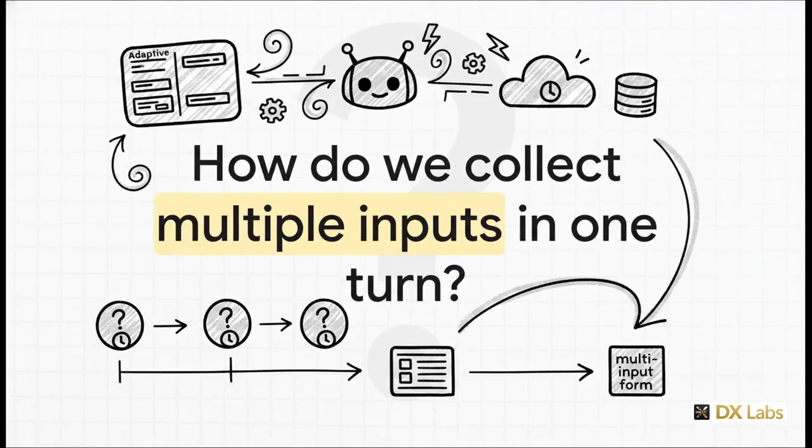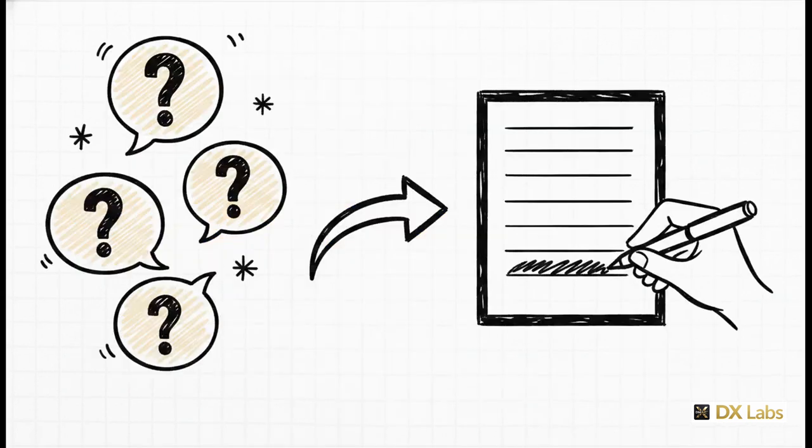Now, presenting dynamic data is incredibly powerful. But how do we actually collect multiple pieces of information without forcing the poor user through 4 separate, tedious question turns? Imagine handing a customer a single, simple form to fill out, rather than making them answer 4 separate questions while standing at a service counter.